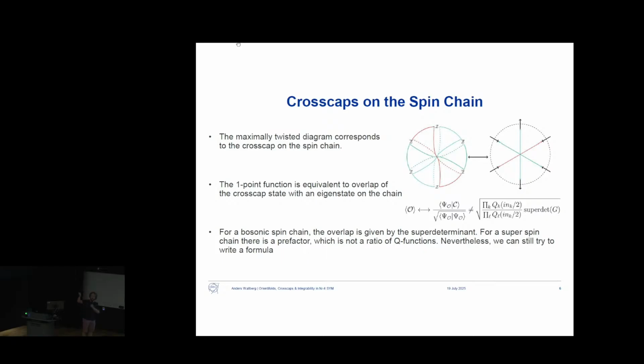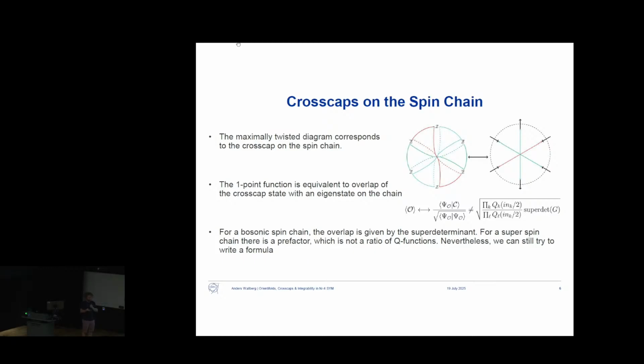Now, for a bosonic spin chain, it turns out that this overlap is given just in terms of this superdeterminant. So maybe you remember Shota's talk from 2 days ago. He had all these complicated factors in front of the superdeterminant. Turns out that they are not there for the bosonic crosscap. But we're not so lucky that they're never there. If you go to a super spin chain, they do appear, and they're actually even more complicated. So for the experts in the audience, they're not just ratios of Q functions. They are some more complicated object. But we can still try to write down a formula for them in general. Okay? So this was the spin chain side.